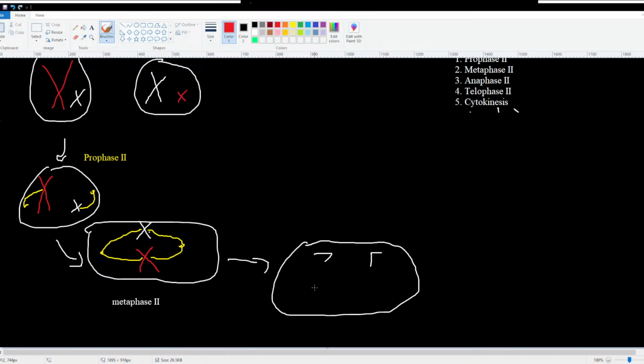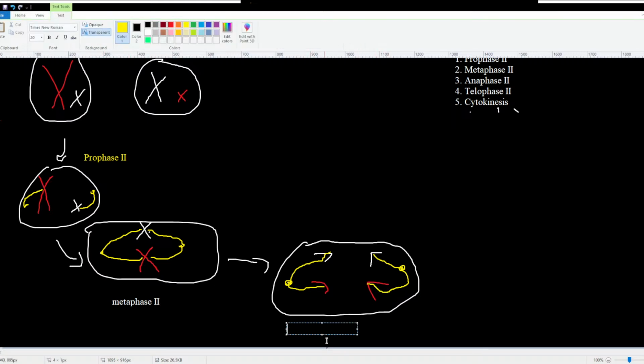So now the DNA is no longer duplicated. The sister chromatids are separated. That's all happening during anaphase 2. And now, during anaphase 2, these sister chromatids will be considered their own chromosomes. So now this is anaphase 2.